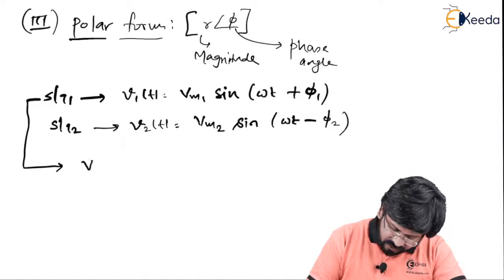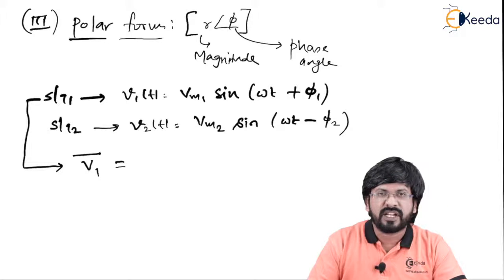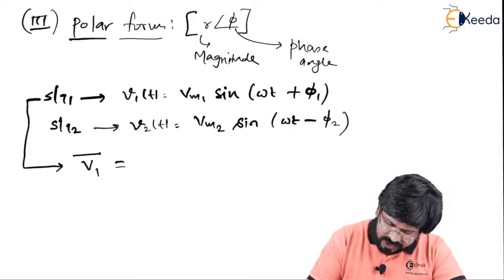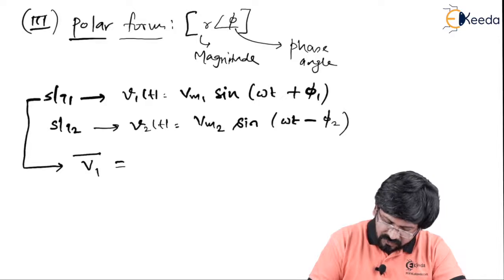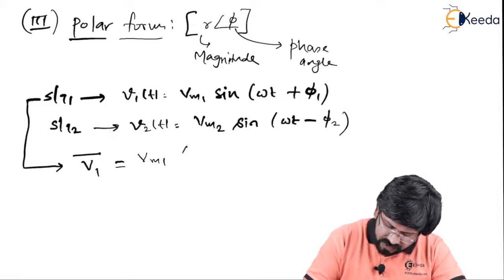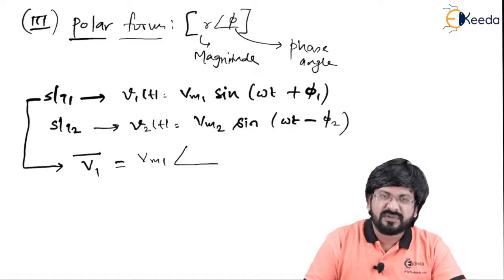V1 of t, now we will write as V1 vector because they are vector values. Of course, a vector value is something which has got magnitude as well as phase. So V1 vector I should represent as magnitude first. What is the magnitude for V1 of t? It is Vm1. So I can write Vm1 at an angle phase which is phi 1.